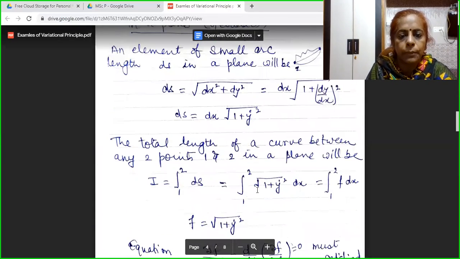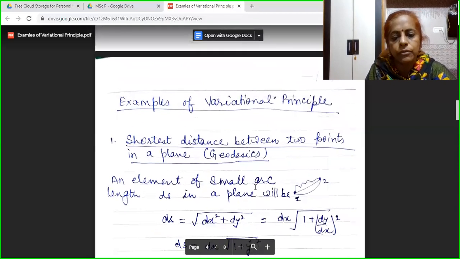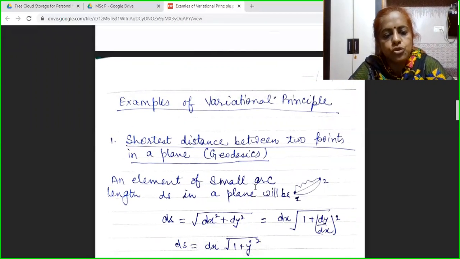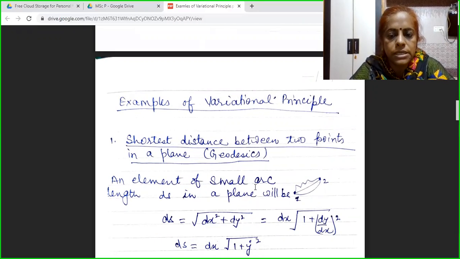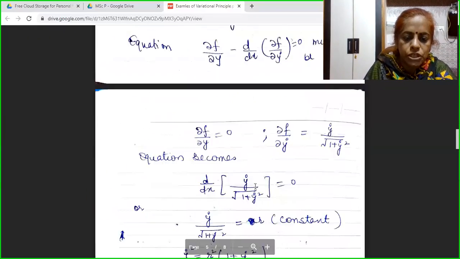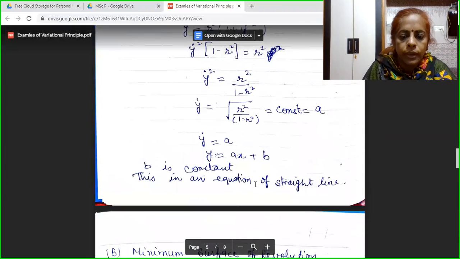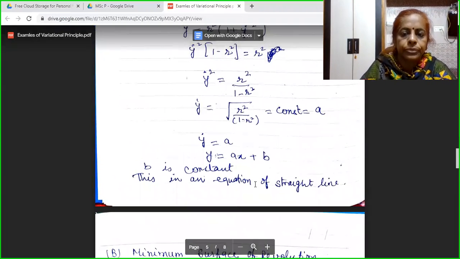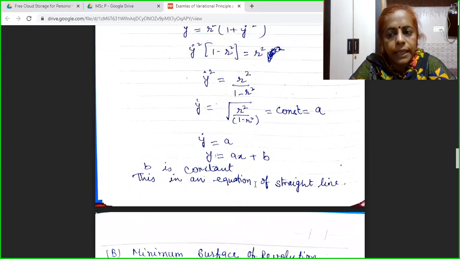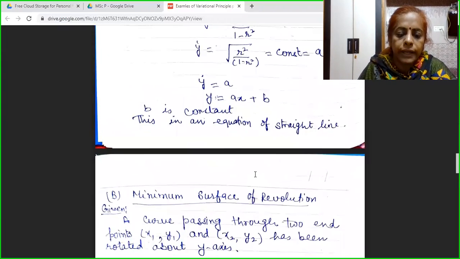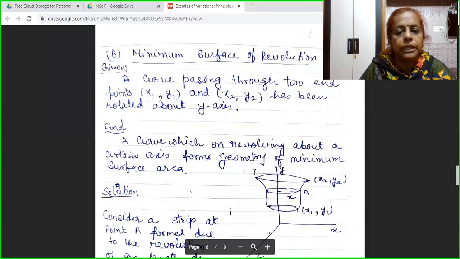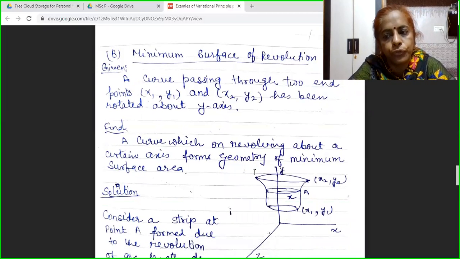So I was given a problem in which I was supposed to find the shortest distance between the 2 points. We have derived that the shortest distance between the 2 points will be a straight line, which we have derived by the expression y is equal to ax plus b. In my next problem, what do I have to find? I have to find the minimum surface area of revolution.